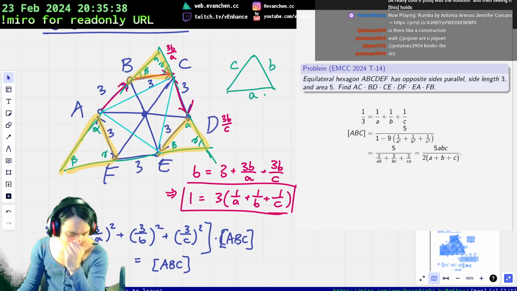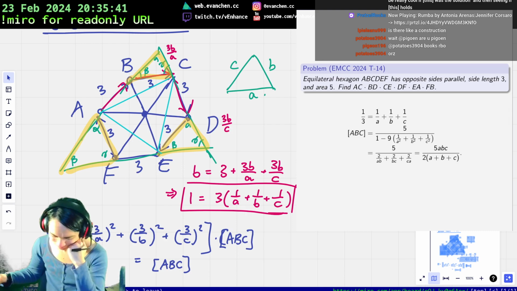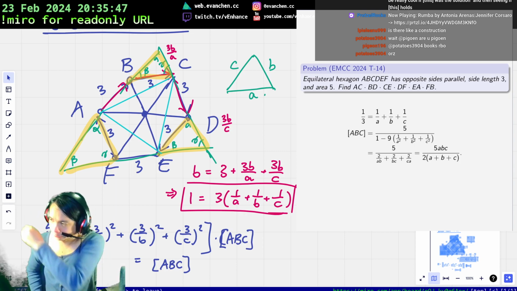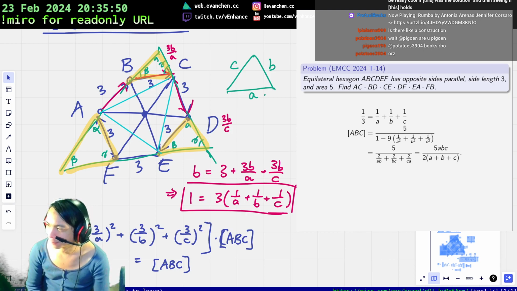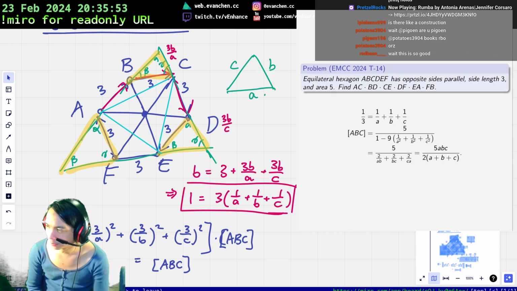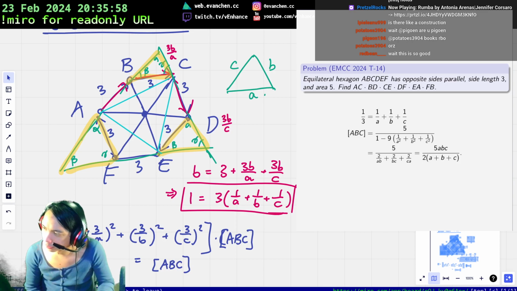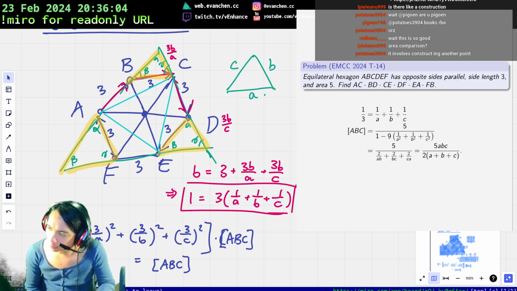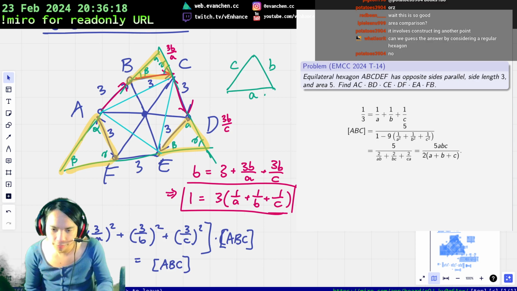Wouldn't it be cool if this was the solution? Like, that doesn't help me. Oh shoot, sorry, I messed up this equation, didn't I? Sorry, this equation is completely messed up. Yeah, I dropped like a factor of 9.